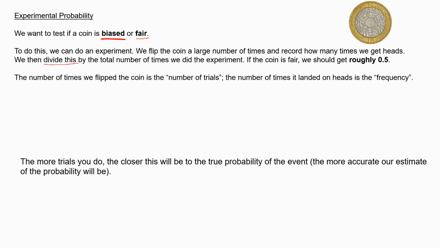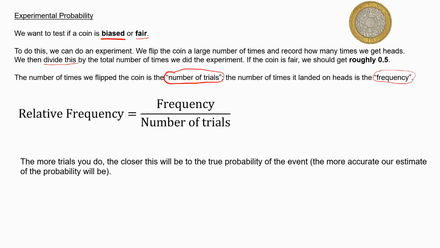time to get heads. The number of times you flip the coin is the number of trials, and the number of times it lands on heads is the frequency. We call the experimental probability or the relative frequency what you get when you divide the frequency by the number of trials. In general, the more trials you do, the closer this will be to the true probability of the event. So the true probability of getting heads on this coin is going to be approximated best if you have a large number of trials.